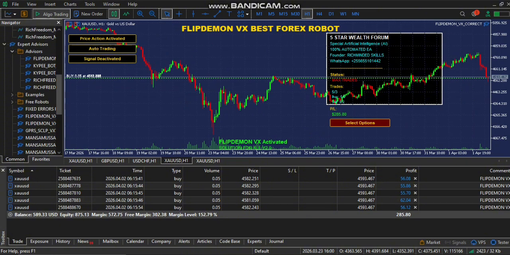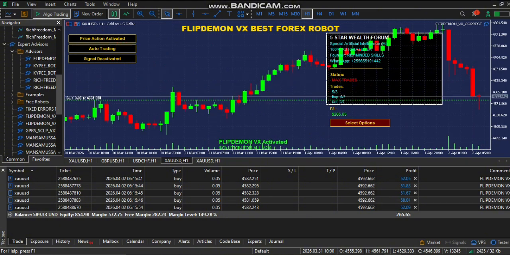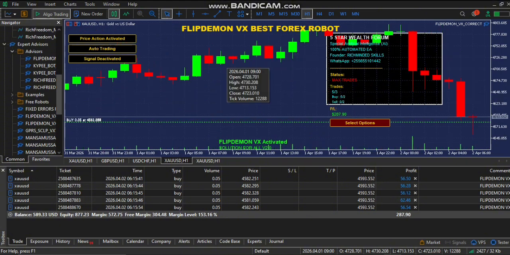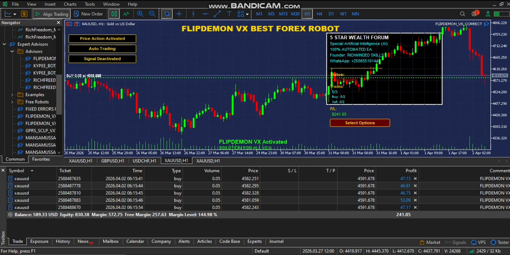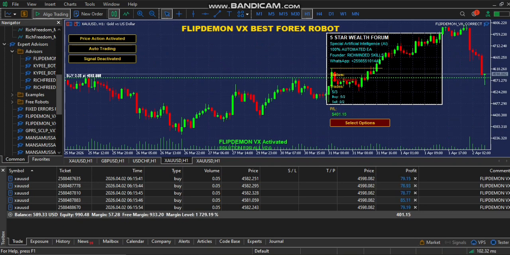This is the power of confirmation. The robot entered earlier at the right level. The JOJO analyzer confirmed the structure is bullish. They are aligned. The trade is valid.